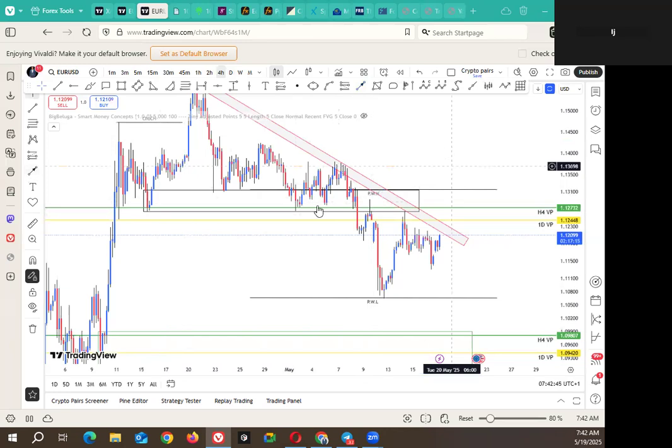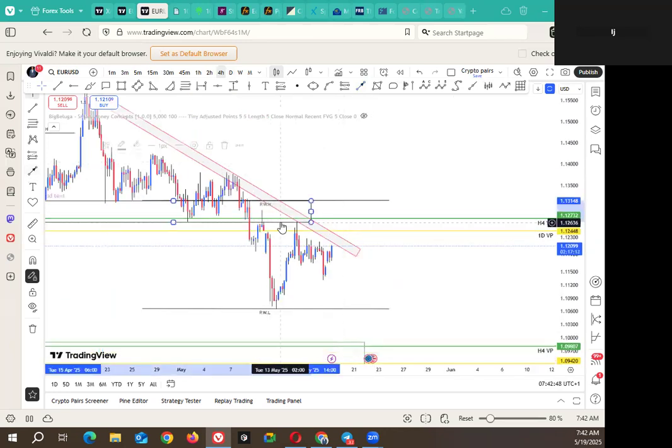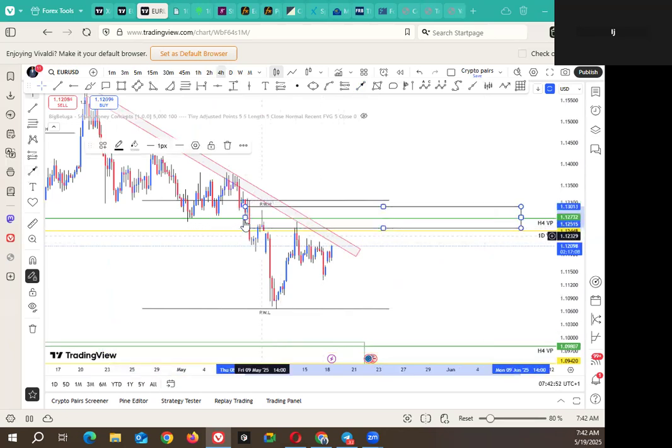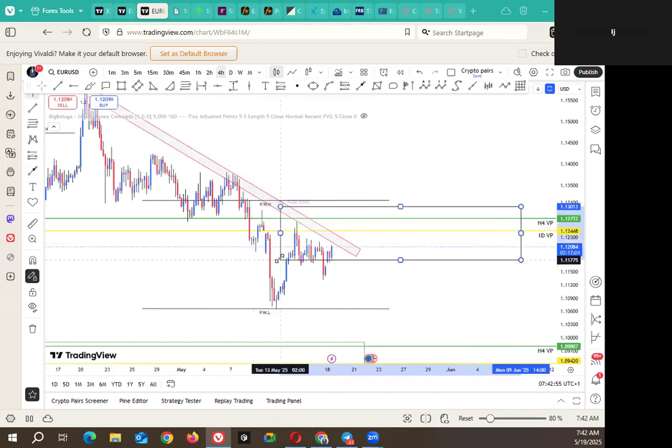So now the market is no longer interested in this demand zone. Instead, it is now using a 4 hour supply zone. This 4 hour supply zone is this huge candle over here.